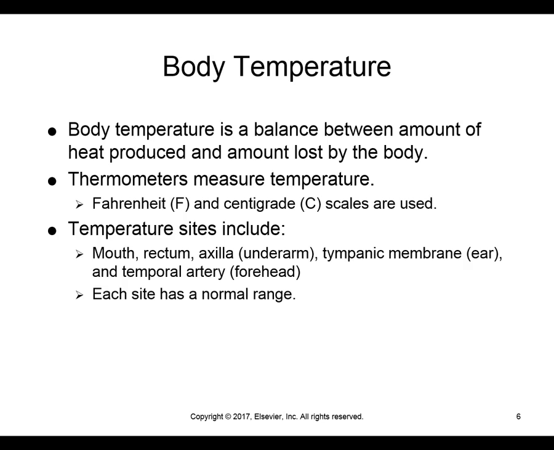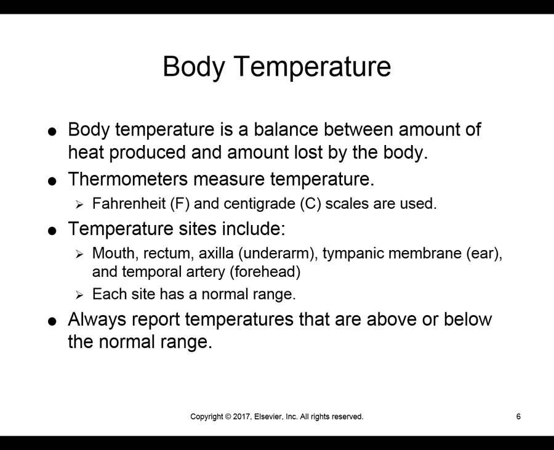They use electronic thermometers for that measure, just like a standard thermometer. It's just electronic, but it'll be used in the mouth, the rectum, or the axilla. Always report temperatures that are above or below the normal range. Fever means an elevated body temperature. Okay, so when the body is dealing with an infection, one of the things it does is create a lot of heat, and that heat raises the body temperature. And so, because of that, an elevated temperature is a sign of some sort of infection or inflammatory process going on.